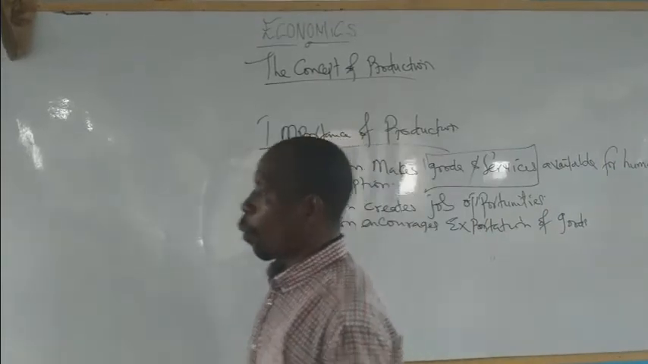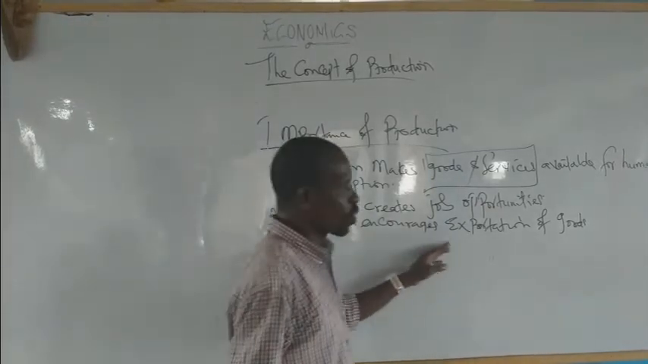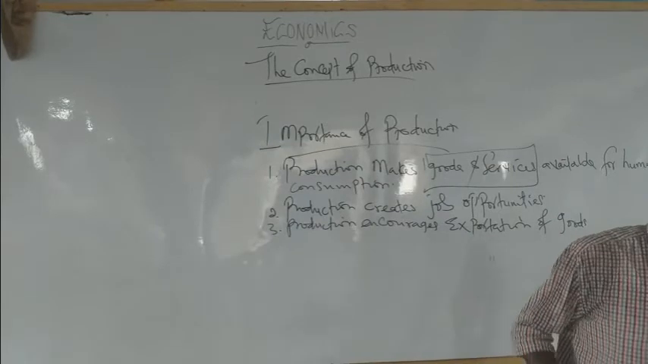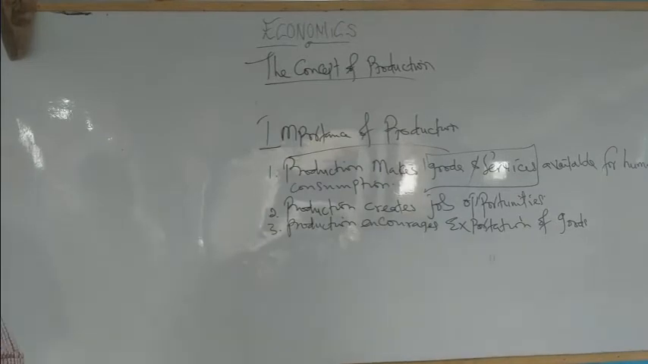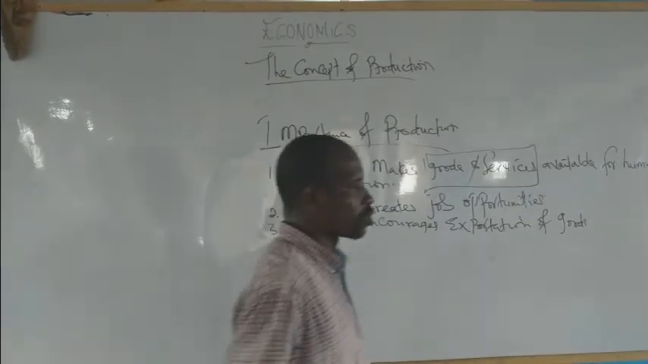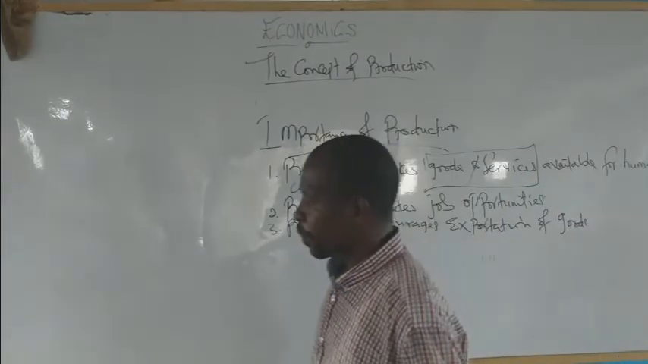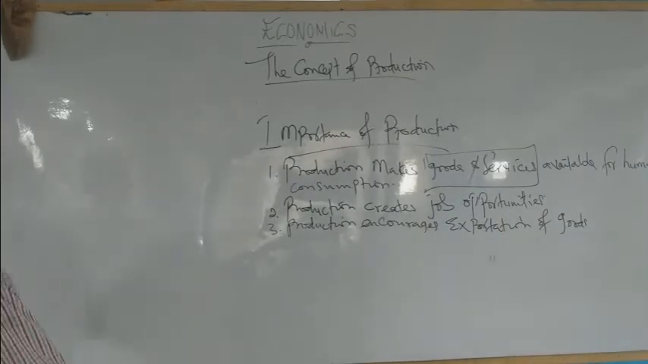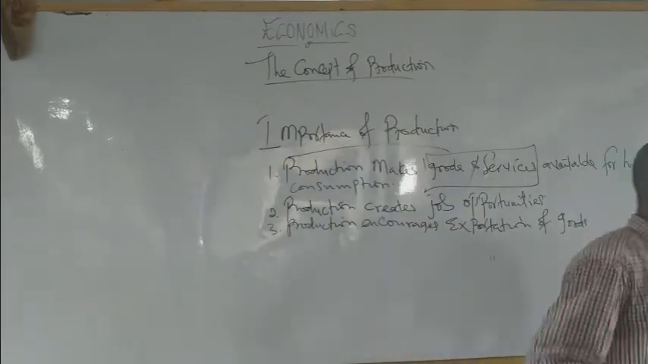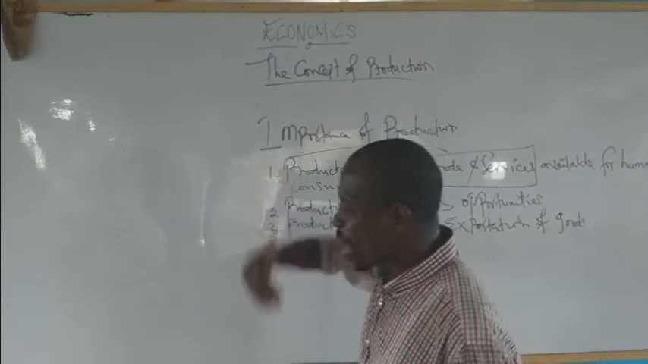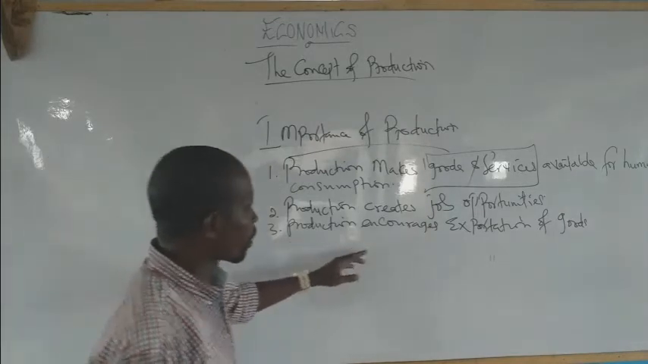And what positive effect does it have on such a country? When a country exports goods which are internally produced in that country to other countries, it helps to increase the country's what? National income. It helps to increase the country's national income because the country will be making much money, not only from the production of domestic goods, but at the same time, they will also make money from exporting these goods that were domestically produced in such country. So production encourages the exportation of goods.